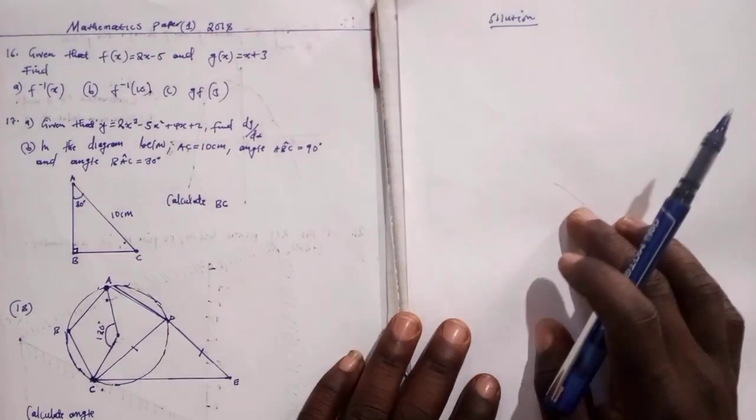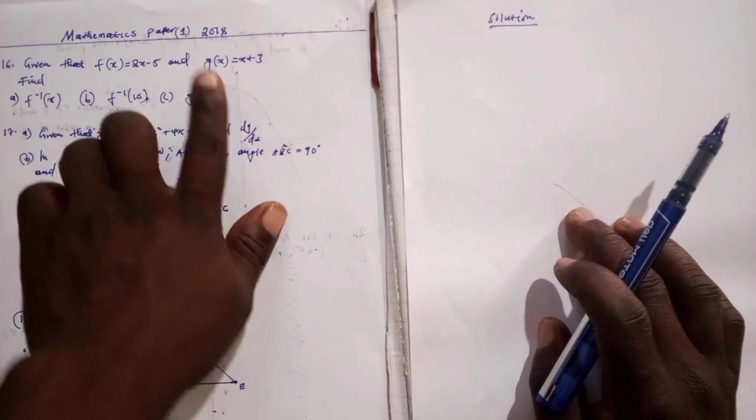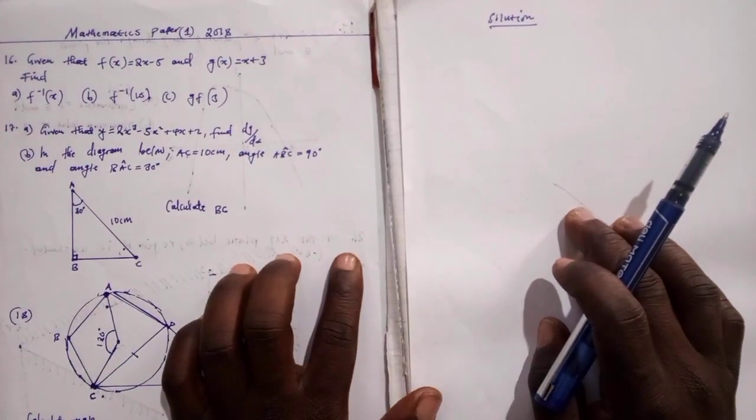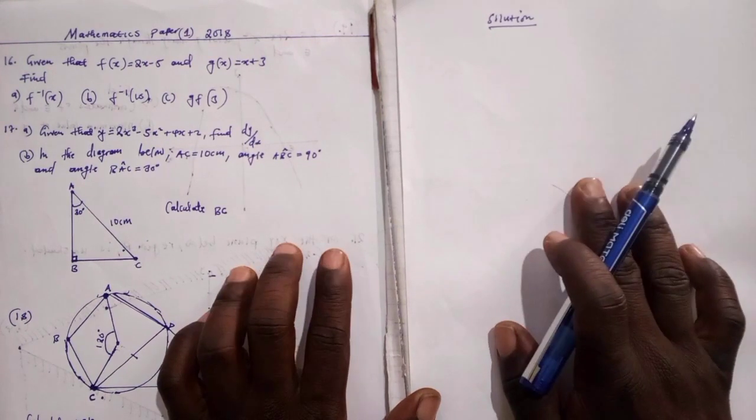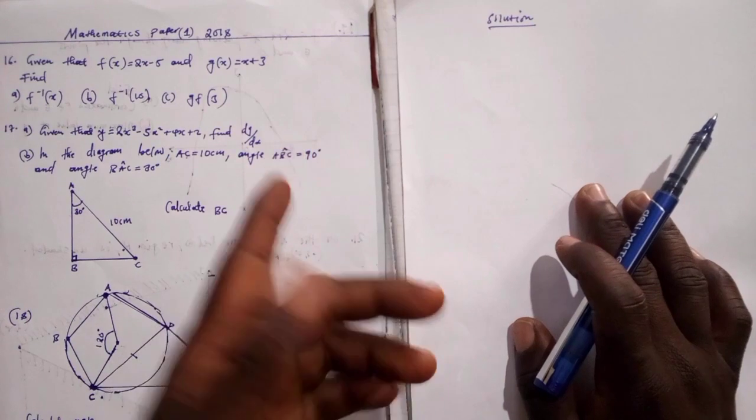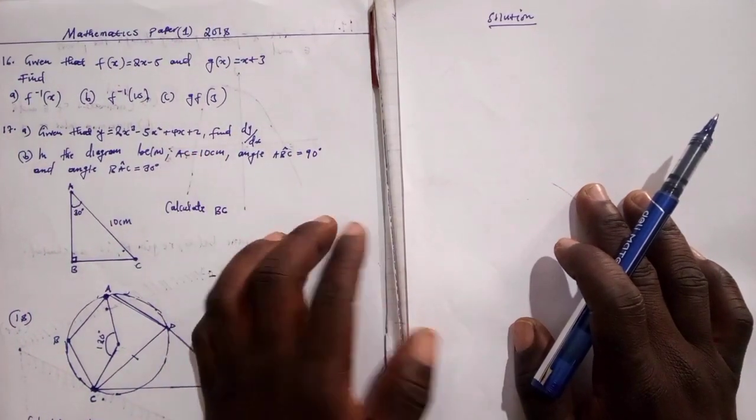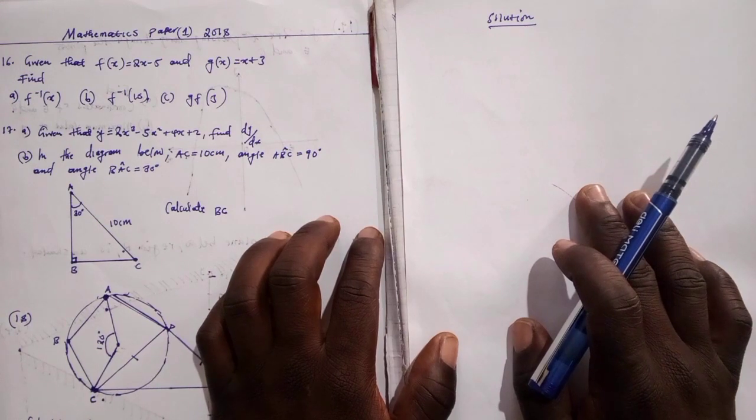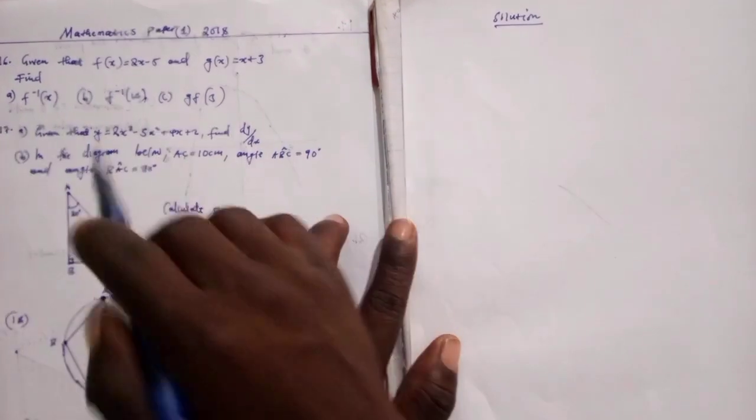Hello guys, welcome back. Today we are looking at Mathematics Paper 1, which is 2018. For those who know how to solve and for those who don't, let's see: for those who know, it may be part of their revision, and for those who don't, let's get started with this solution.